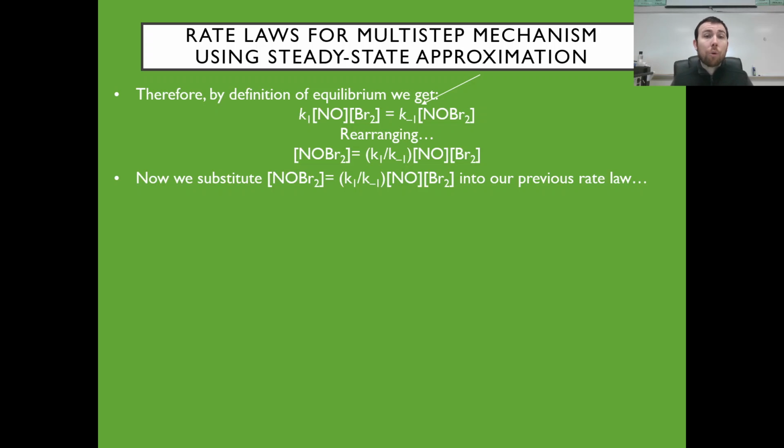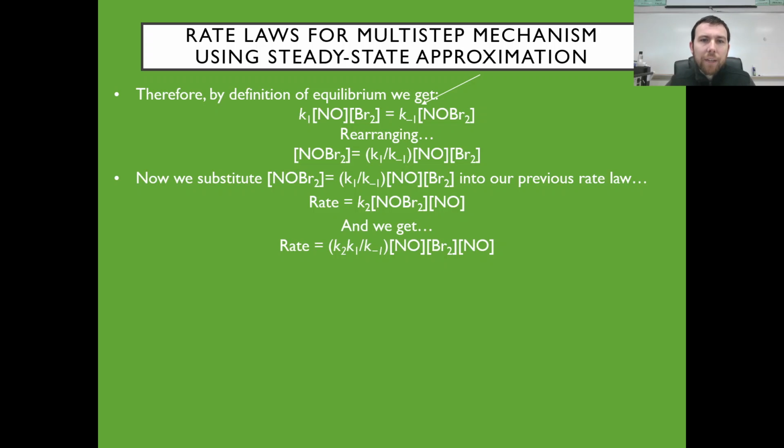Now I have a term that was an intermediate that I can remove, and I can put it in terms of things that I'm actually seeing in the overall chemical process. So when we do that, we would get a rate of k2 times NOBr2 times NO. We're going to make that substitution, and we're going to end up with k2 times k1 divided by k negative 1 times the concentration of NO times Br2 times the concentration of NO, right?